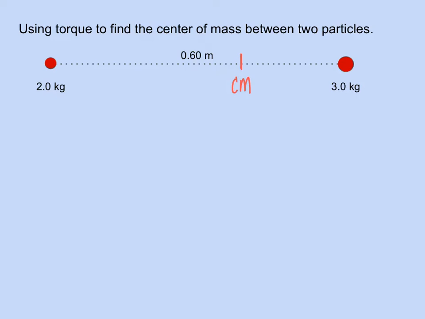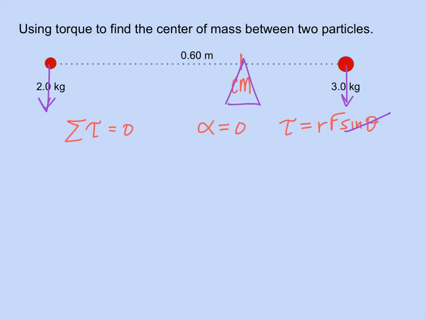Let's just remind ourselves, though, of how we do a problem like this. The torques must all equal zero, and that's because the angular acceleration of the object is zero. We can remind ourselves that torque is r times F times the sine of theta. We don't need to worry about this theta angle. We'll think about this as if it were a beam with masses hanging on to it, as if it were gravitational forces pulling about this fulcrum.